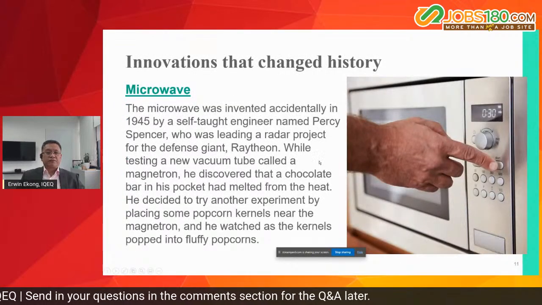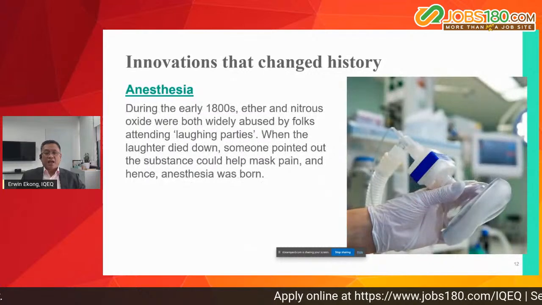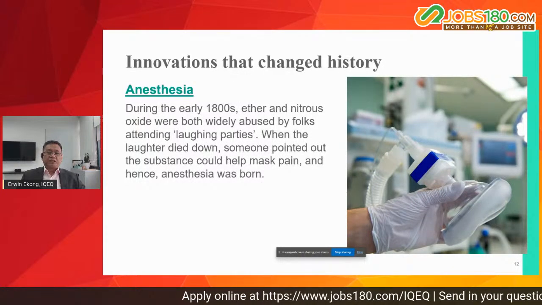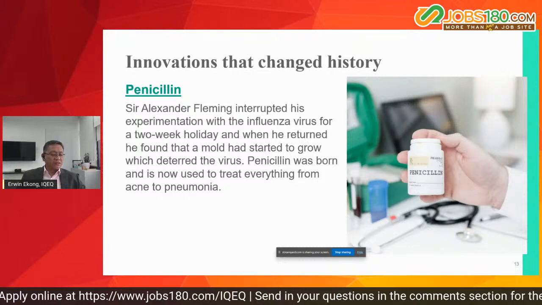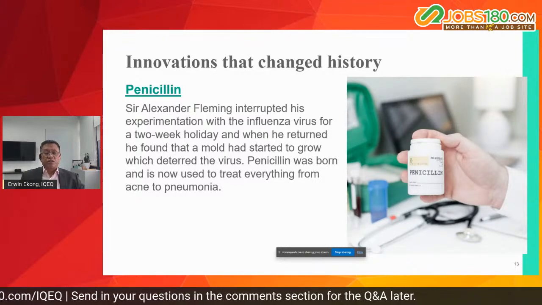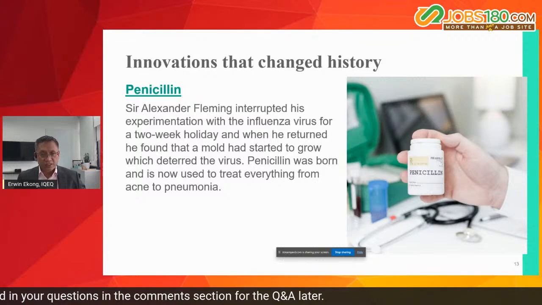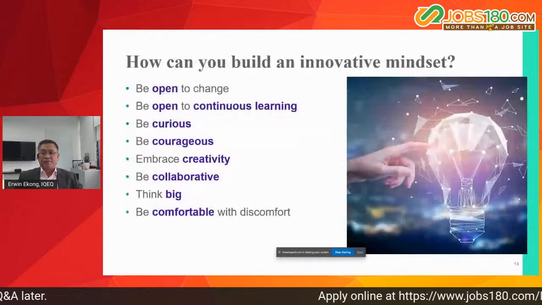Here are examples of how innovation by accident changed our lives: how the microwave was discovered, anesthesia, okay, and penicillin. Most of them, if you know, were not really meant for that study, but were an offshoot of the project that they were in.